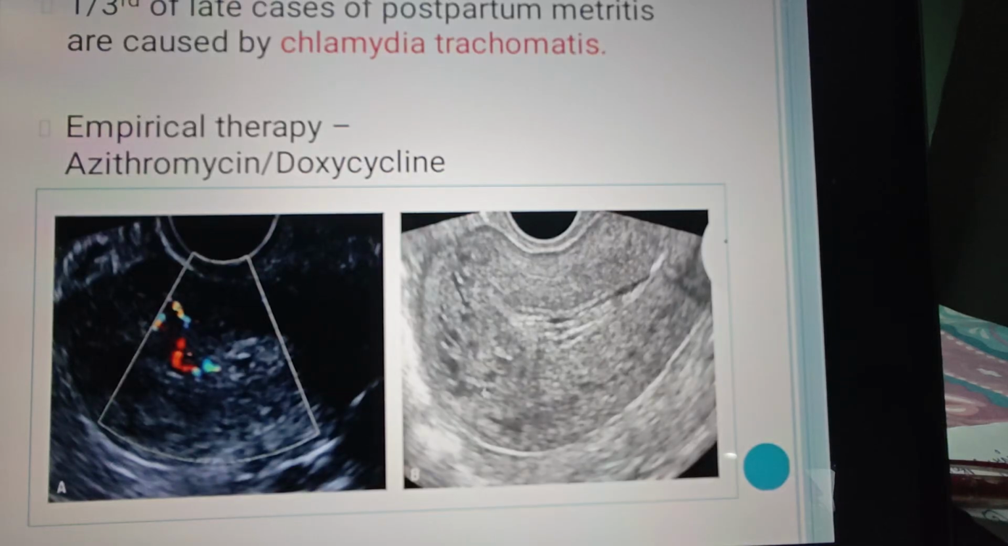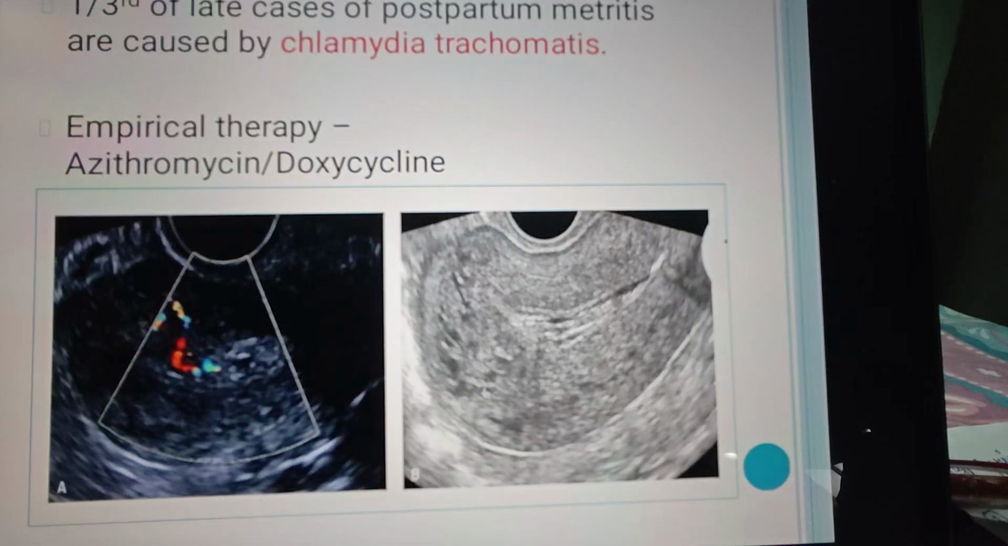One third of the cases of late endometritis or postpartum metritis are caused by Chlamydia trachomatis, and the empirical therapy for chlamydia is either doxycycline or azithromycin. We can give a combination of doxy and metro, but because doxy is contraindicated in a breastfeeding female, we can advise azithromycin and cefixime and metro for proper coverage of gram-negative, gram-positive and anaerobic bacteria.